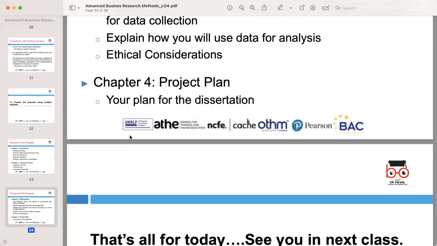So the project plan will include elements like research objectives, research questions, literature review, methodologies, timelines, resources, and limitations. So by presenting the project plan in a clear and concise manner, we aim to provide a comprehensive overview of the entire research process. So this will enable us to stay focused and effectively carry out our research objectives.